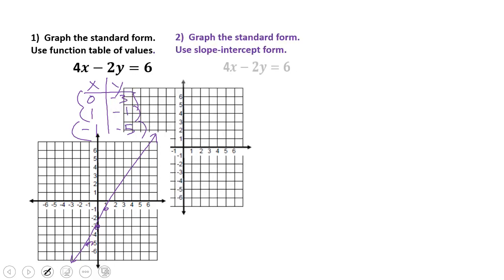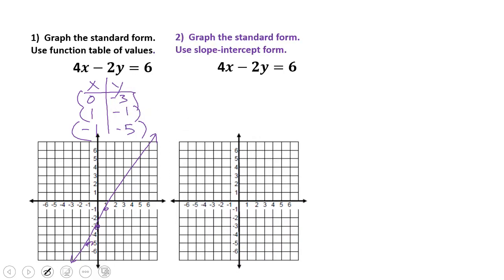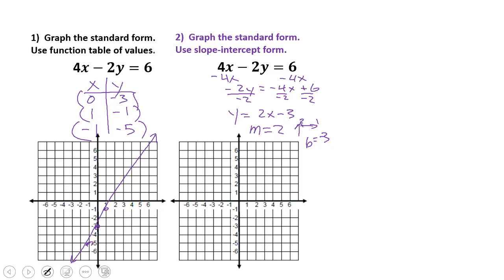The other way we've looked at is putting it in slope-intercept form by subtracting 4x from both sides, saying negative 2y is equal to negative 4x plus 6, and then dividing by a negative 2, and writing y equals 2x minus 3, recognizing that our slope is 2. And of course, we understand slope. That means we're going to rise 2 and run 1, and that we have an intercept of negative 3. So we recognize our intercept as negative 3.